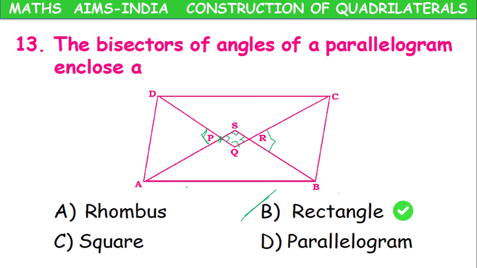And one more thing, it's a parallelogram. So opposite sides will be equal, because we have taken this structure in a parallelogram. Opposite sides will be equal. All angles are 90 degrees. So it will be a rectangle.